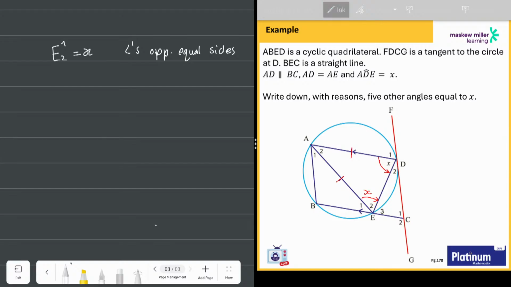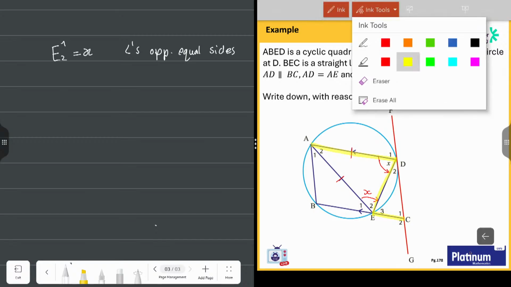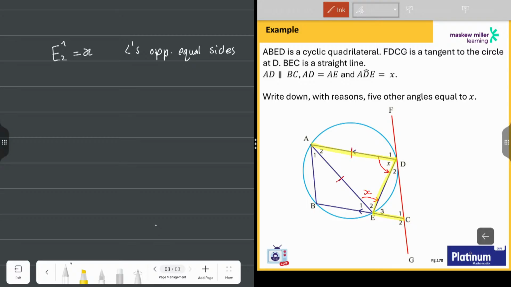I am seeing a fun angle. Let's highlight it. So I've got my parallel line there and my parallel line there, and I'm seeing the Z over here, which is telling me that if that is x, then E3 is also x because of alternate angles. So E3 is also x, and our reason is alternate angles.